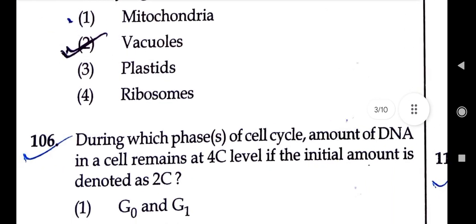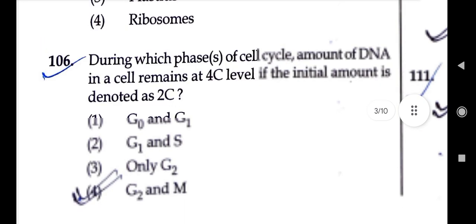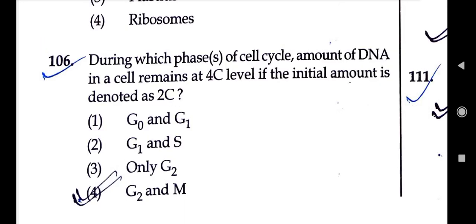Okay, students, question number 106. During which phase of cell cycle does the amount of DNA in a cell remain at 4C level, if the initial amount is denoted as 2C? Okay, students, so option 4 is the correct option, G2 and M phase. Option 1, G0 and G1 phase. This is a wrong option. Option 2, G1 and S. Option 3, only G2. So 1, 2 and 3, these all are wrong options. Option 4 is the correct option, that is G2 and M. This question is given from the cell cycle.